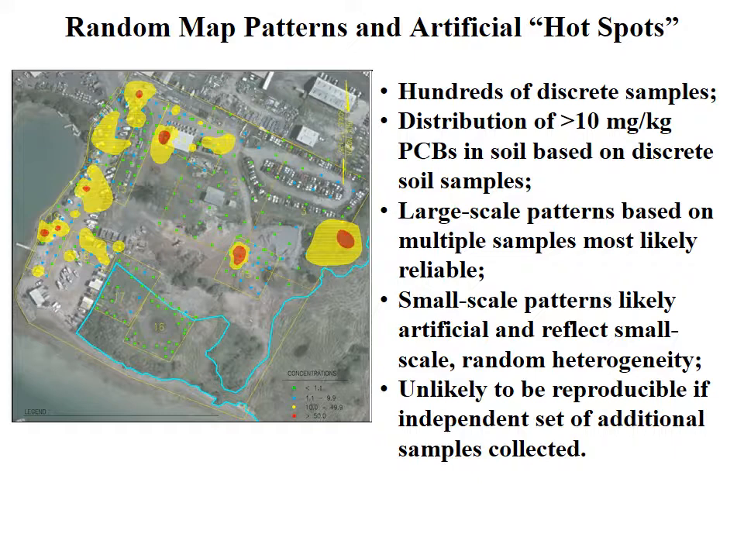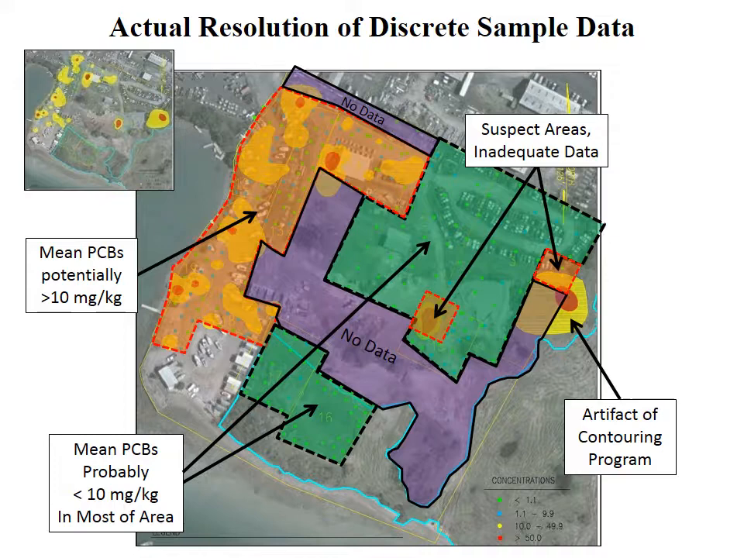Here's the true resolution of the data for this site. Here's something that I just put together. So really all I can say is that in this area of the site, based on the discrete sample data, it looks like it's where most of the PCB contamination is. Mean concentration, probably over 10 ppm. And we would just use this for additional investigation.